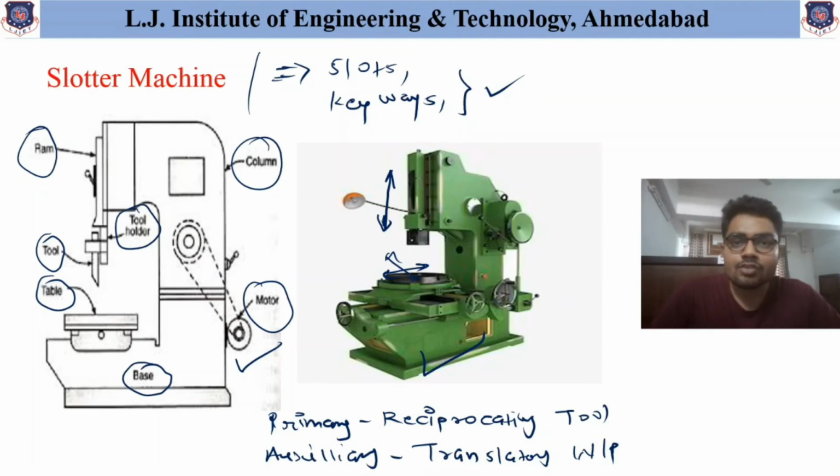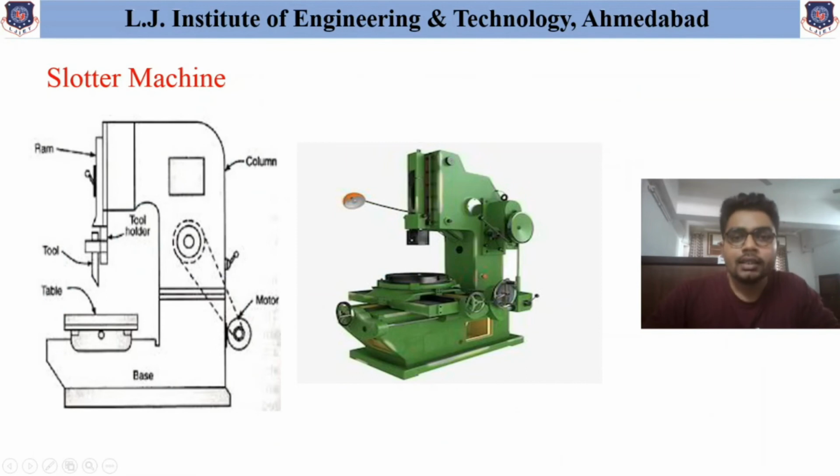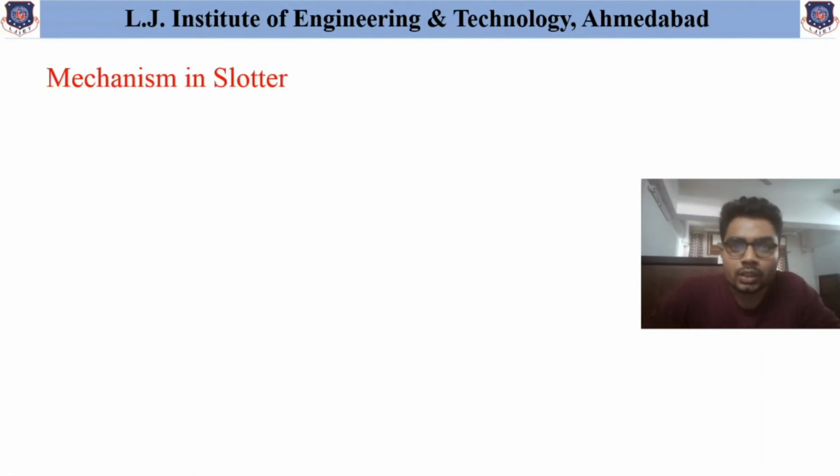Whereas in the case of the planer machine, the reciprocating movement of the workpiece is the primary motion, and the translatory movement of the tool is the secondary or auxiliary movement. So keep all these auxiliary and primary motions in mind regarding the shaper, planer and slotter machine. Let us discuss the mechanisms available in the slotter machine.